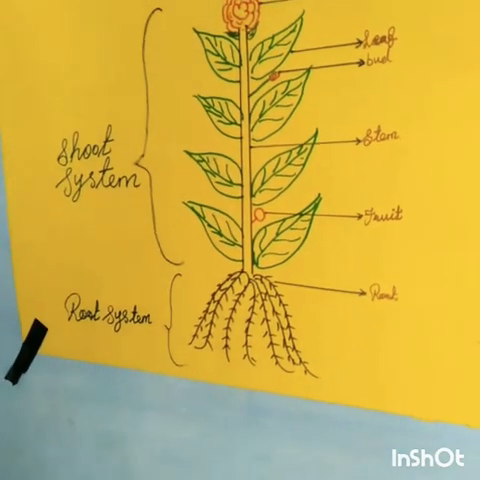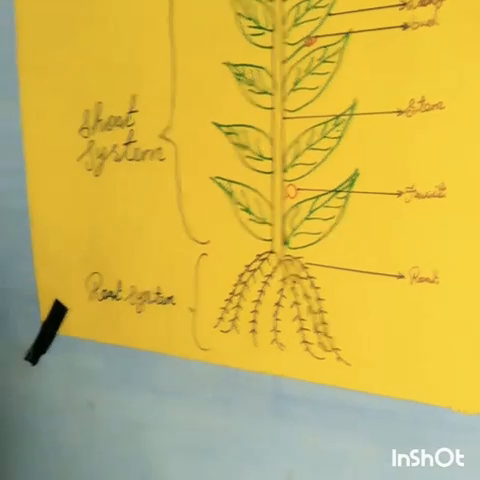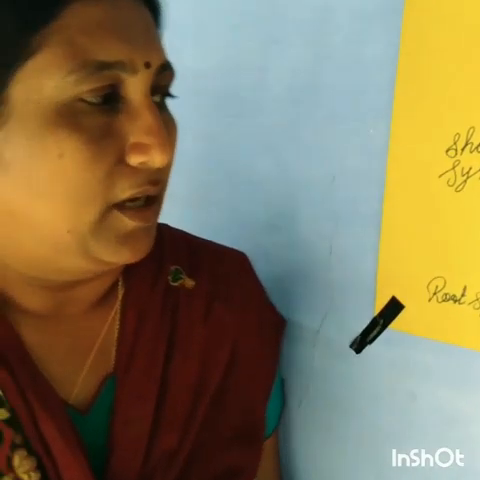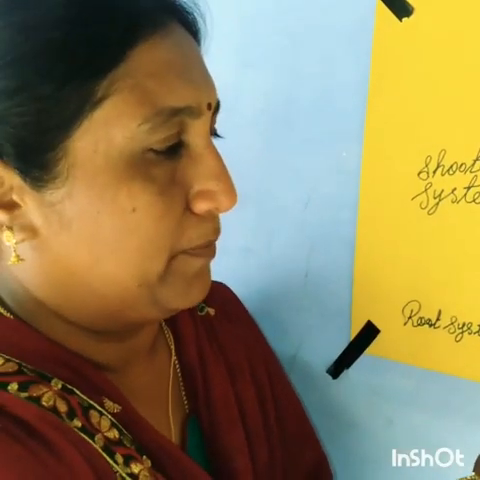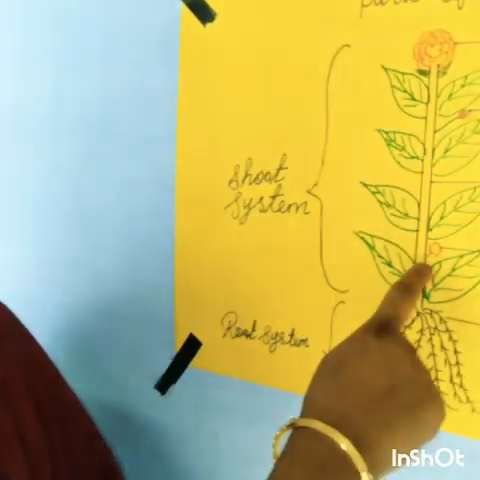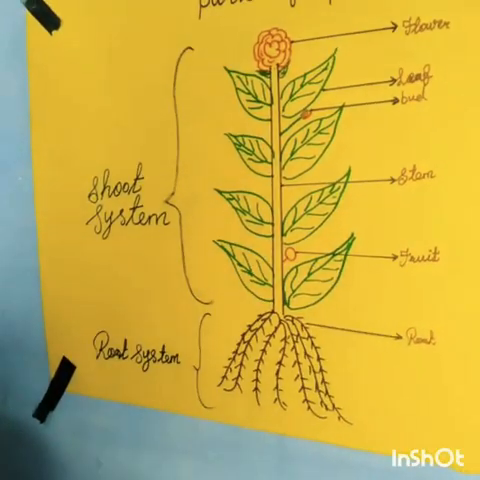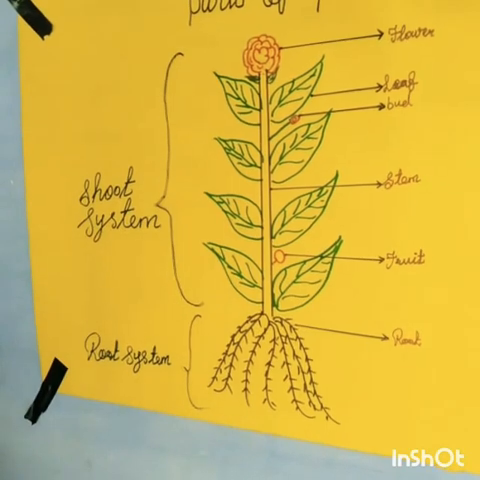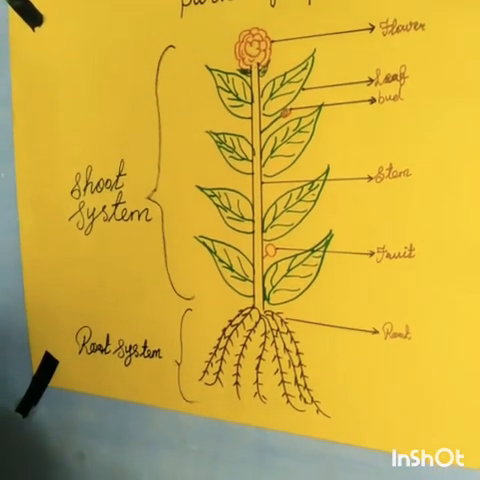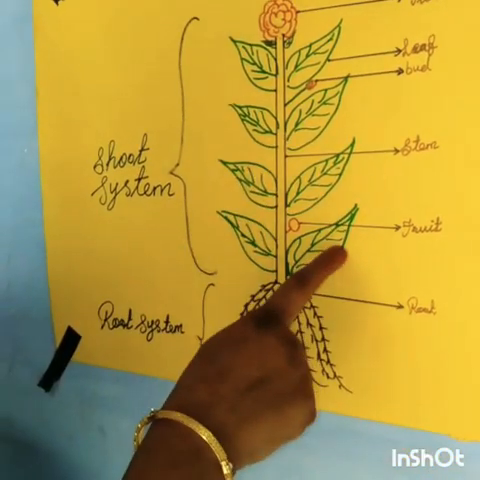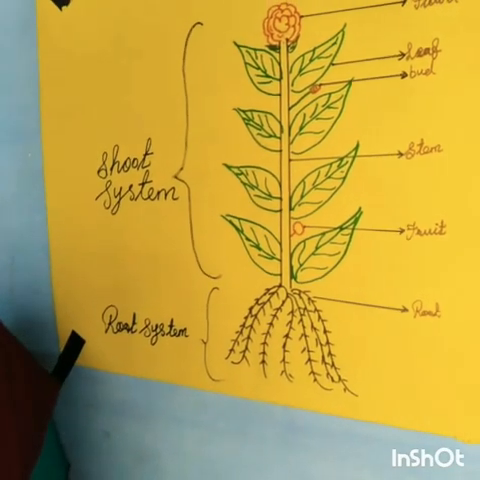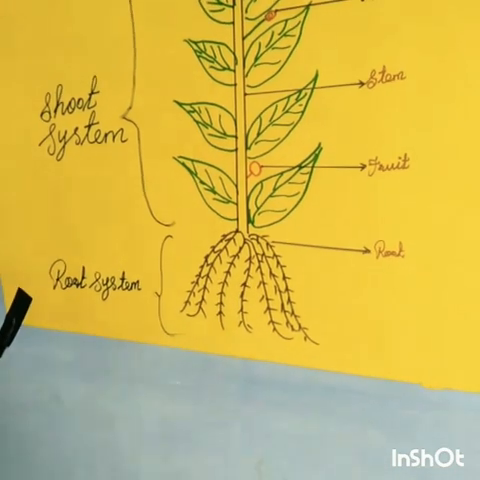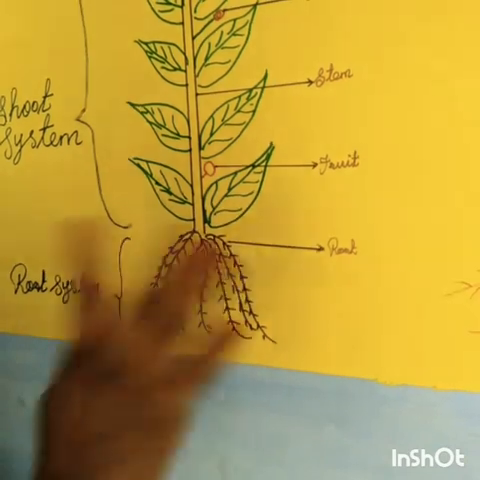So what are the functions of the stem? Stem absorbs the water and minerals from the root and conducts them to the other parts of the plants. Stem supports the plant. For that reason plants stand upright. Some underground stems store food. Example, ginger and turmeric.